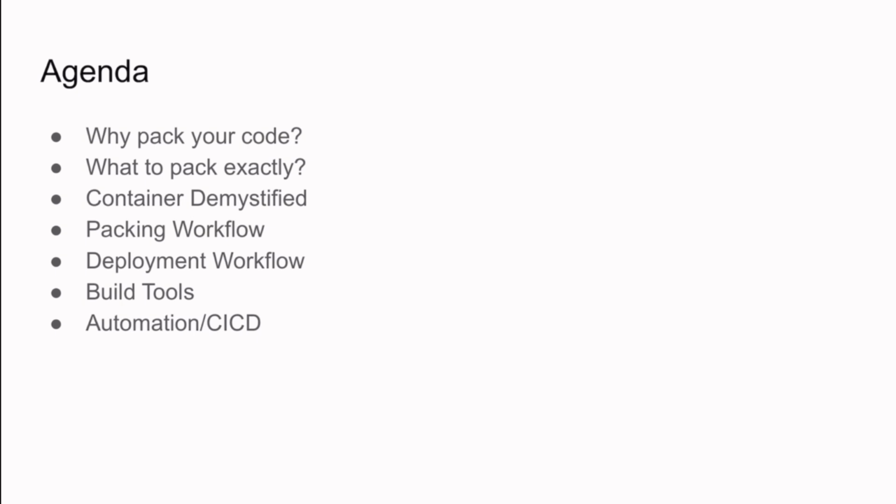Here's what we will cover today. First, we will explore why we want to pack your code in the first place. Then we will discuss what exactly you need to pack. It's more than just your source code. After that, I will introduce you to containers, the industry standard solution for code packaging. We will break down two essential phases: pack your code and deploy it. And finally, we'll look into the practical tools that you will use to build containers and automate the entire process with CI/CD pipelines. By the end of this video, you will understand the complete journey from code to production deployment.